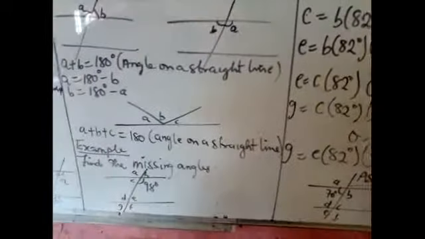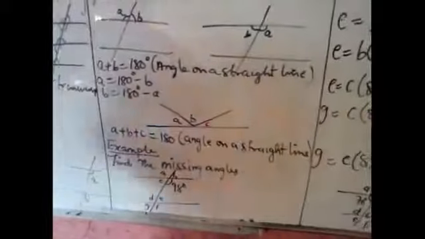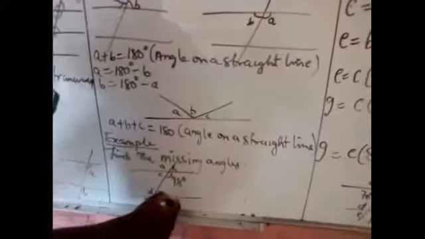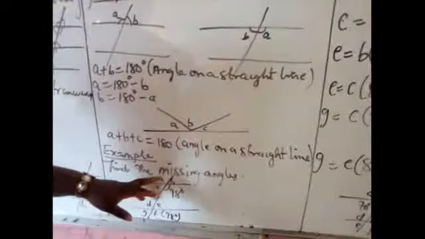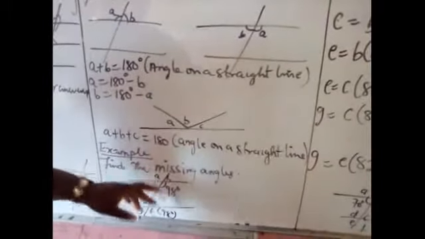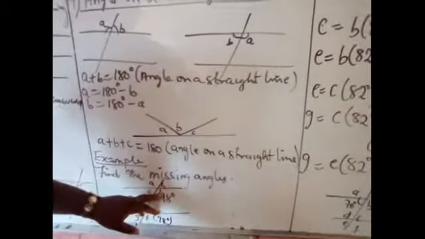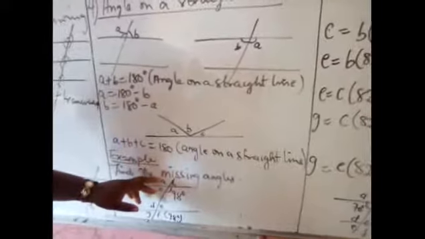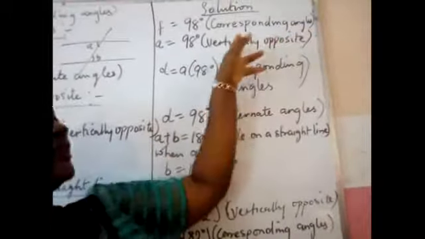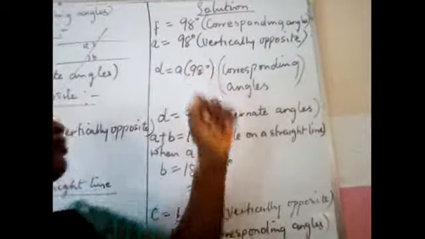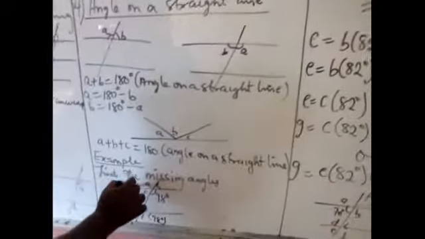Now, looking at that again, you say, what can this 98 help us to find? We have got F to be 98 degrees. What again can this 98 help us to find? We can find A. You see that A is vertically opposite to 98 degrees. Also, because of that, we say A is equal to 98 degrees because they are vertically opposite. Having got A and F, we say we've got this to be 98 degrees.